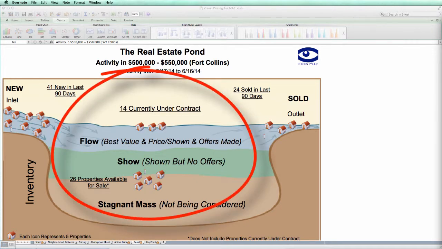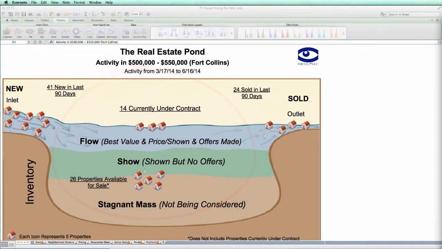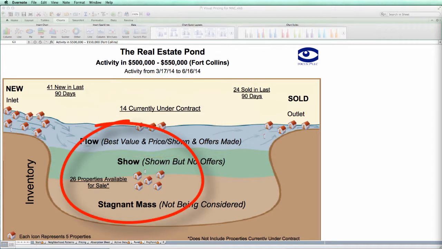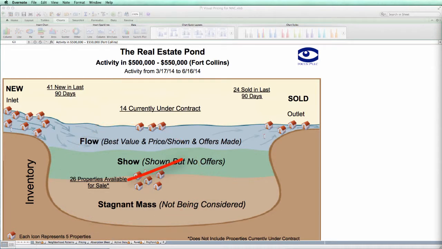If we take a look at the properties in the middle area here, these are properties that are currently for sale. The properties that show up here are the properties that are currently under contract. And the properties in this area are the properties that are for sale and they're not under contract. Notice that we do have an asterisk next to the properties that are for sale, stating that they do not include the properties that are under contract. Now, this is a great visual for people who don't understand graphs and charts as well, and it's a great visual for people that do.